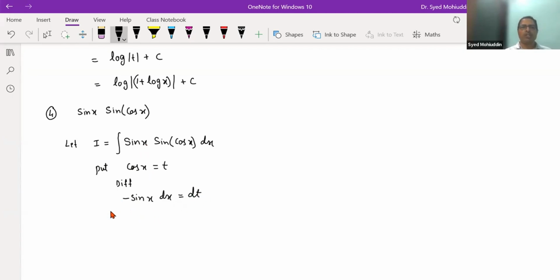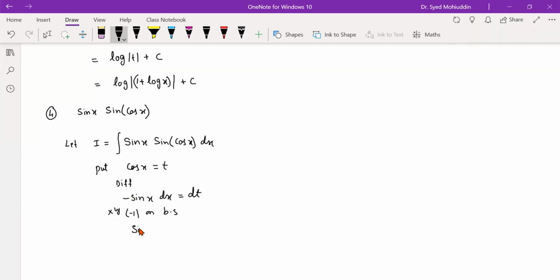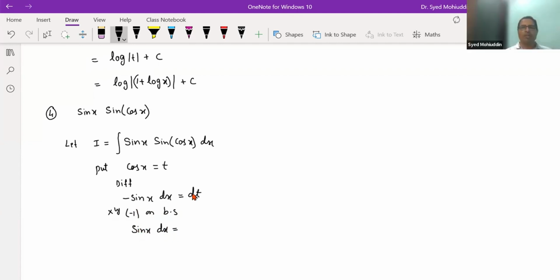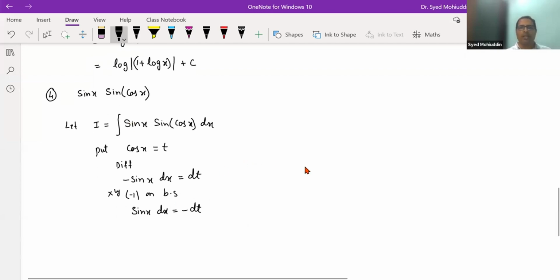Therefore, the best way is to shift it to the other side, or just multiply by minus 1 on both sides, because you don't require that minus. So what this becomes, minus of minus will become plus. So we'll be getting sine of x into dx, and because we are multiplying by minus, we'll be getting minus of dt. Now you can plug in this value back in the given integral.